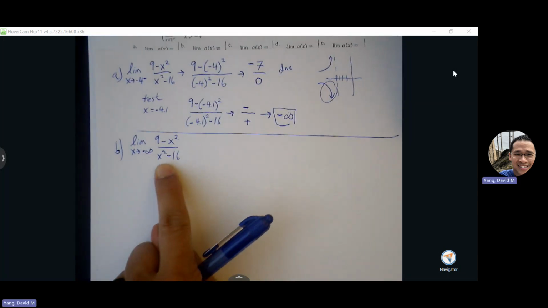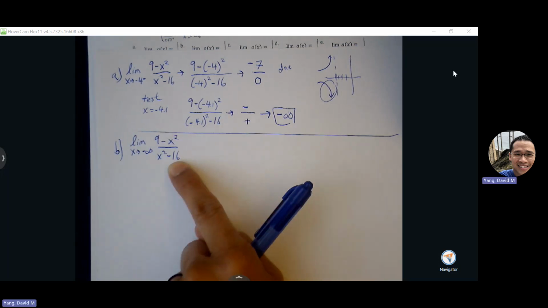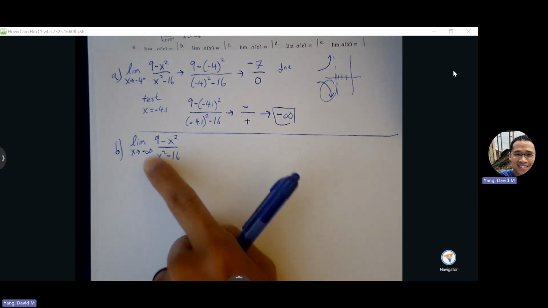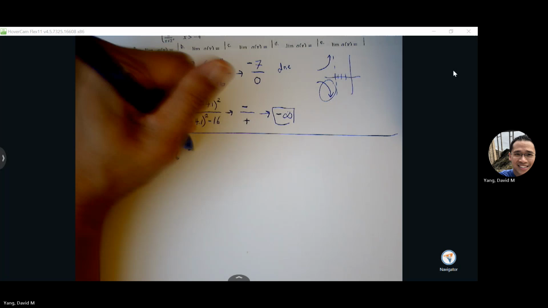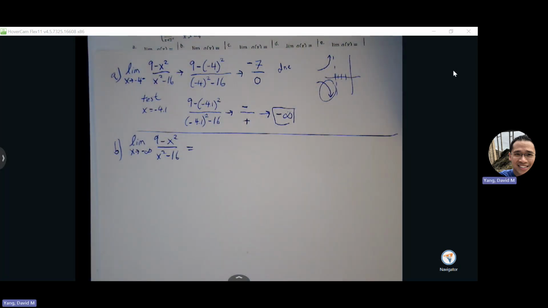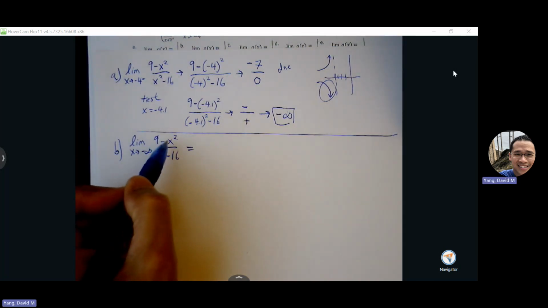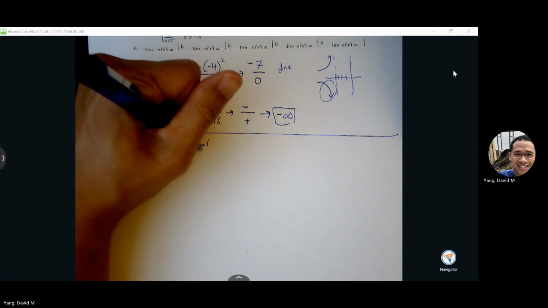And how do we deal with infinities? Compare degrees. Yeah. We don't plug anything in, right? We go directly to compare degrees. All right, what do you notice? Same. So what's our limit? Yeah, it's just like finding horizontal asymptote, right? We take the ratio of the coefficients. There's a -1 in front of x squared. There's a 1 in front of x squared, -1 over 1. It's negative.